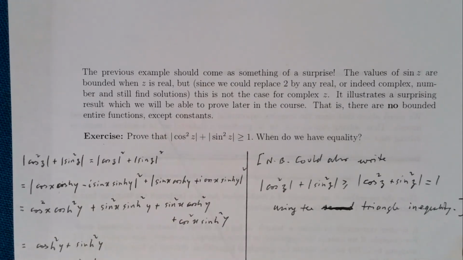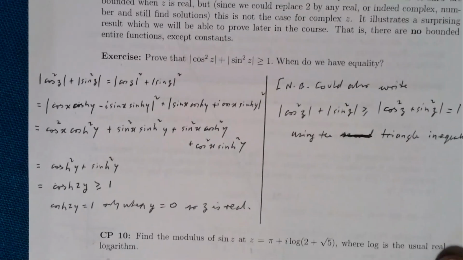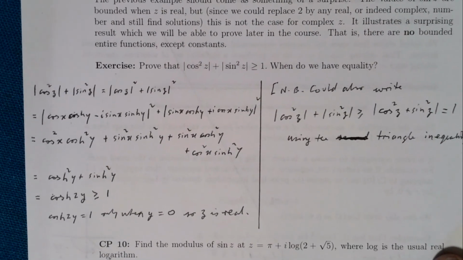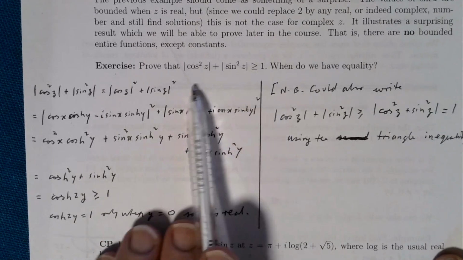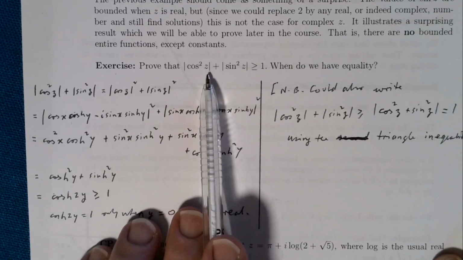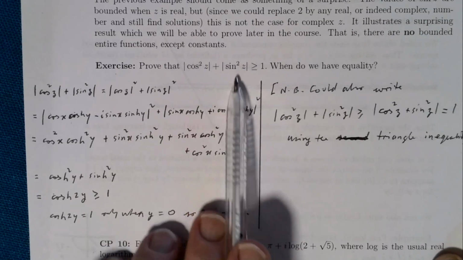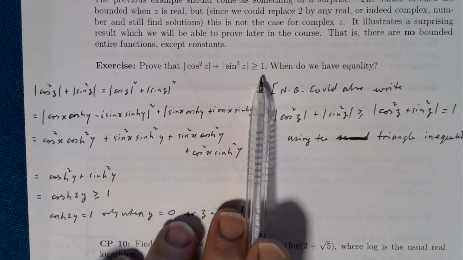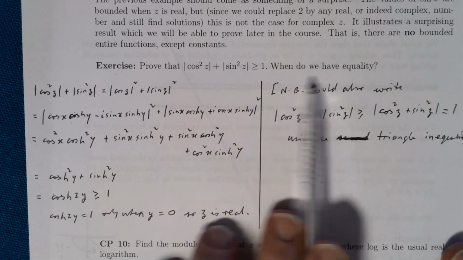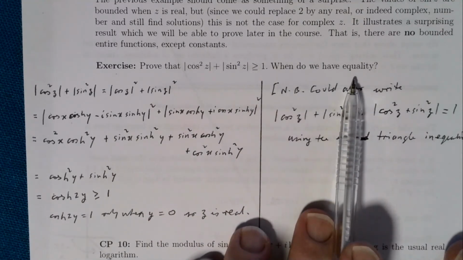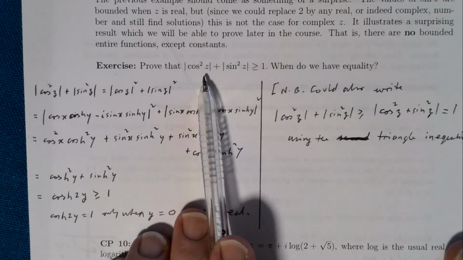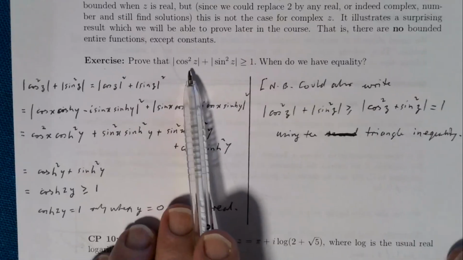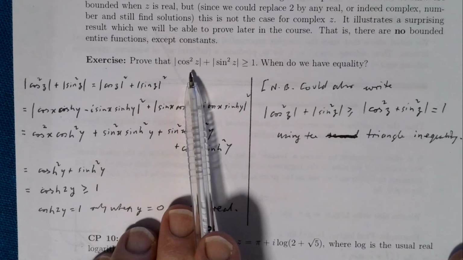Okay, I finish this little section with proving this interesting little inequality here, that the modulus of cos squared z plus the modulus of sine squared z is greater than or equal to 1. When do we have equality? Well, it certainly equals 1 when z is real, and it turns out we'll see that's the only place where you have equality.